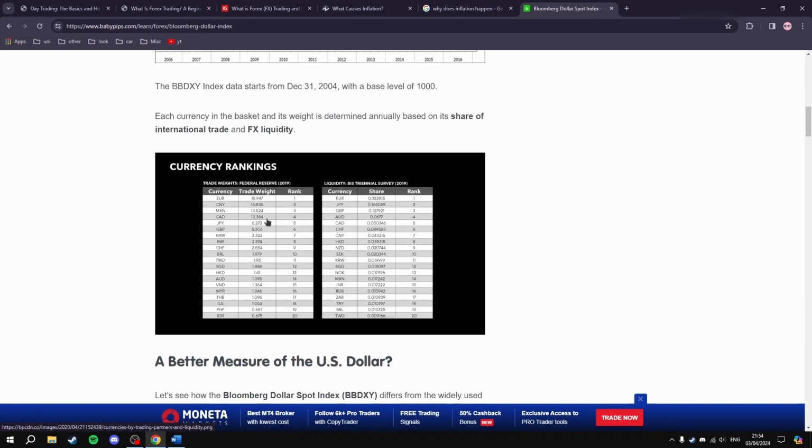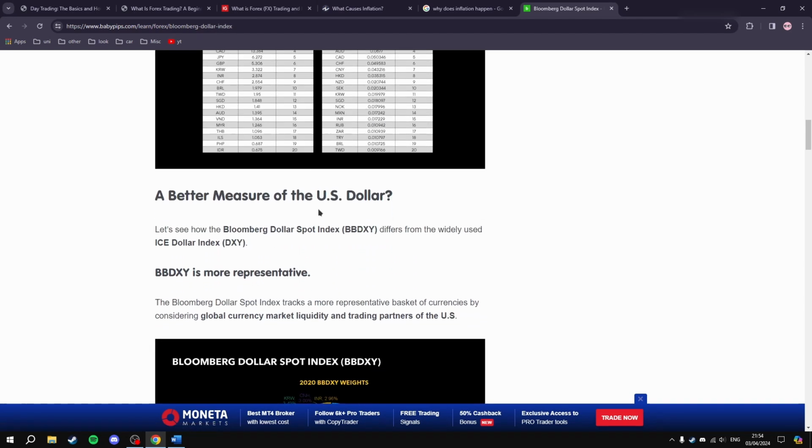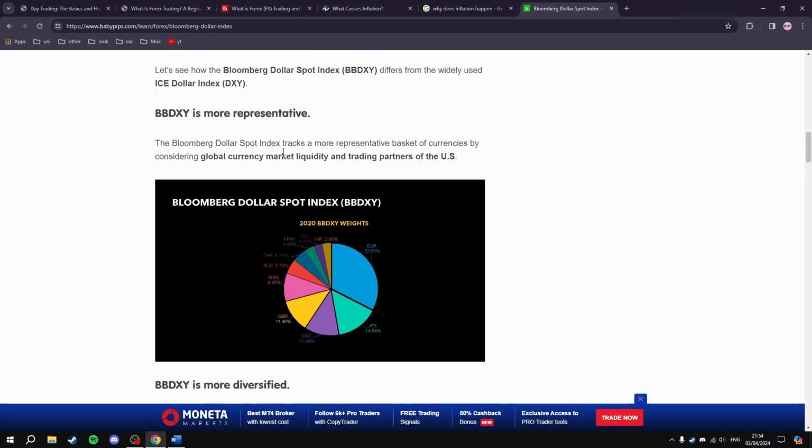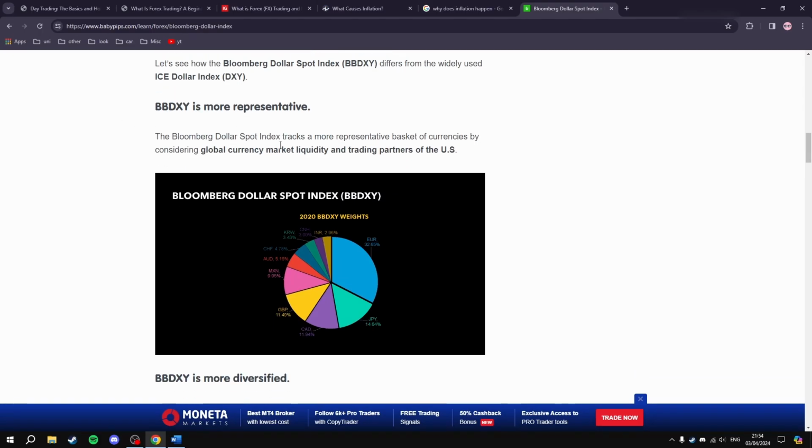A better measure. So the euro still comes out on top in both of these criteria. A better measure of the US dollar. Let's see how the Bloomberg Dollar Spot Index differs from the widely used ICE Dollar Index. The Bloomberg Dollar Spot Index is more representative. The Bloomberg Dollar Spot Index tracks a more representative basket of currencies by considering global currency market liquidity and trading partners of the US.